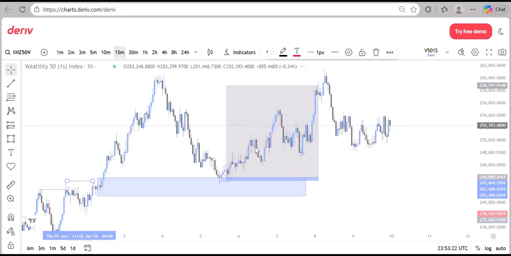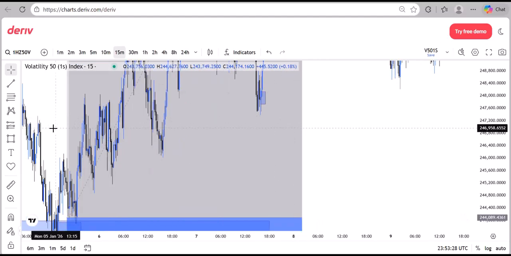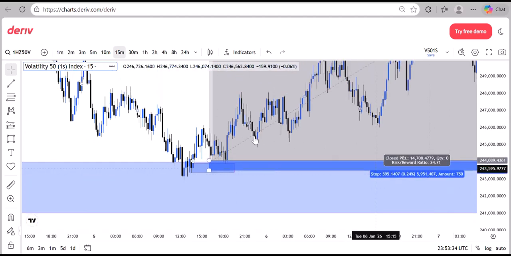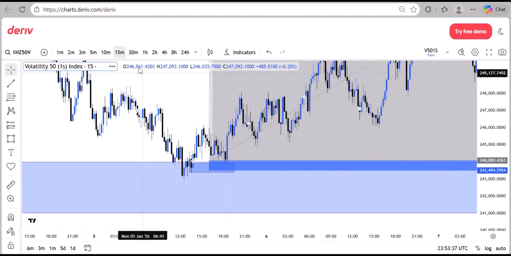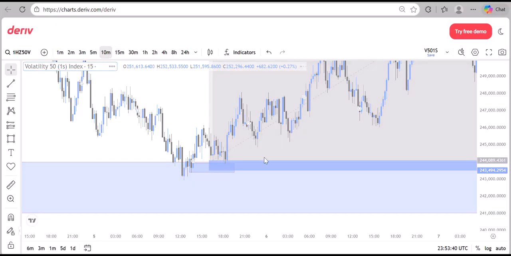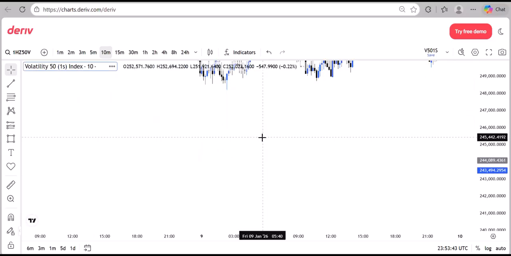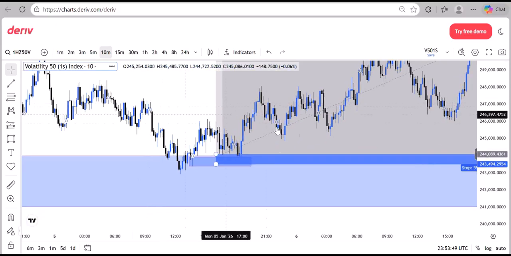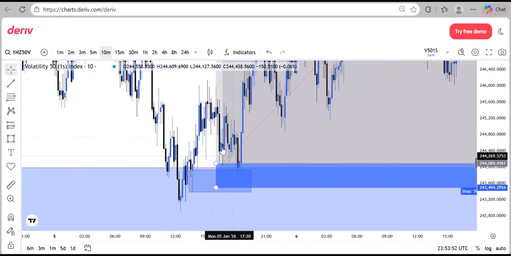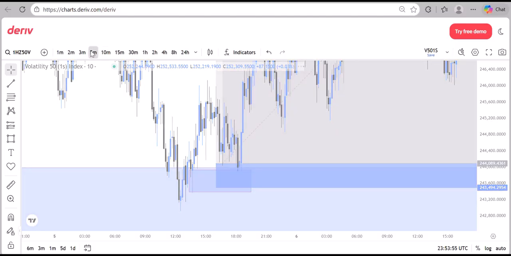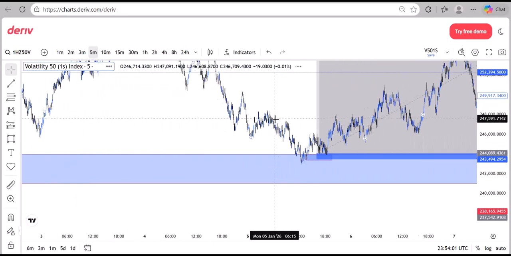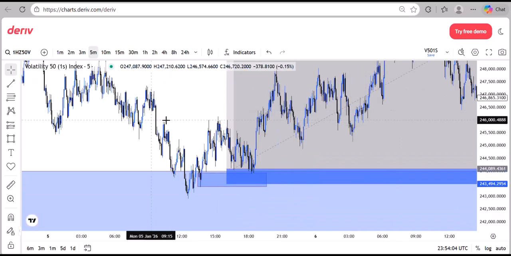So let's go to our 15 minute time frame. Was there any entry here? There was actually nothing clear for us to have taken this trade in 15 minutes. So let's go to our 10 minute time frame. Our 10 minute time frame is not very clear as well. So coming down to a 5 minute time frame.